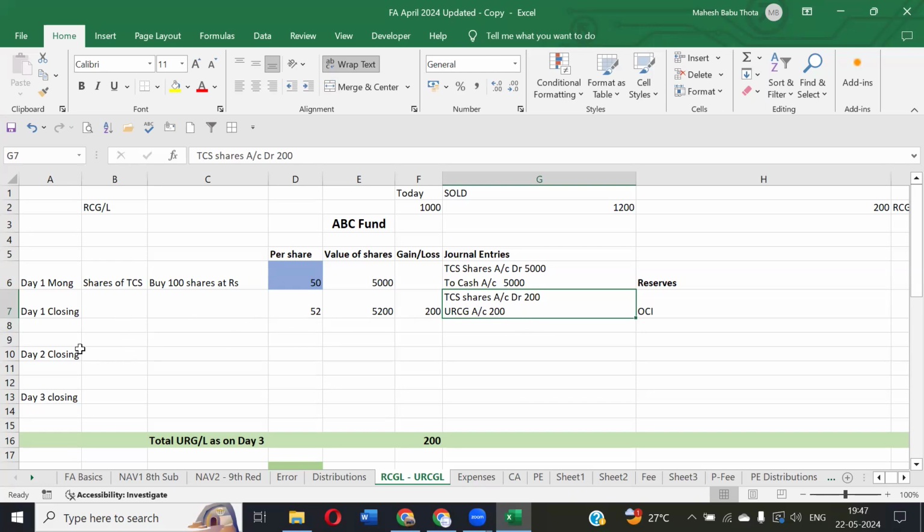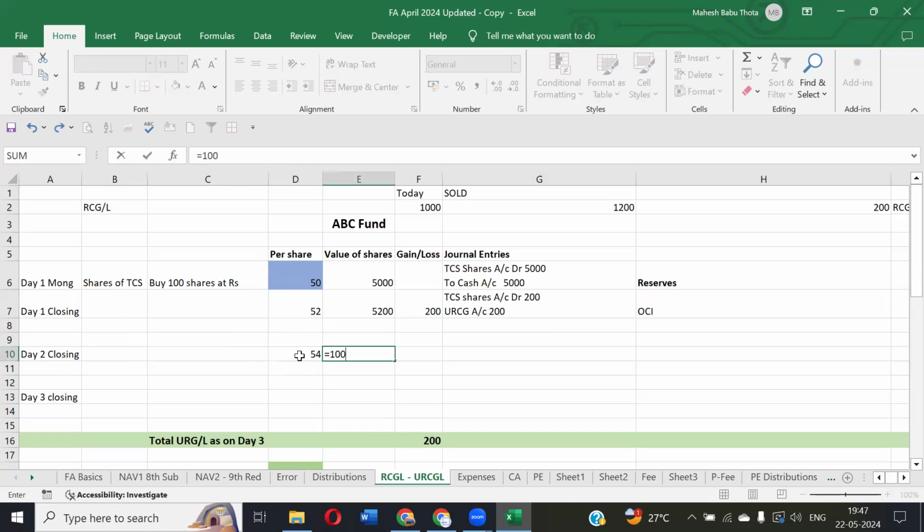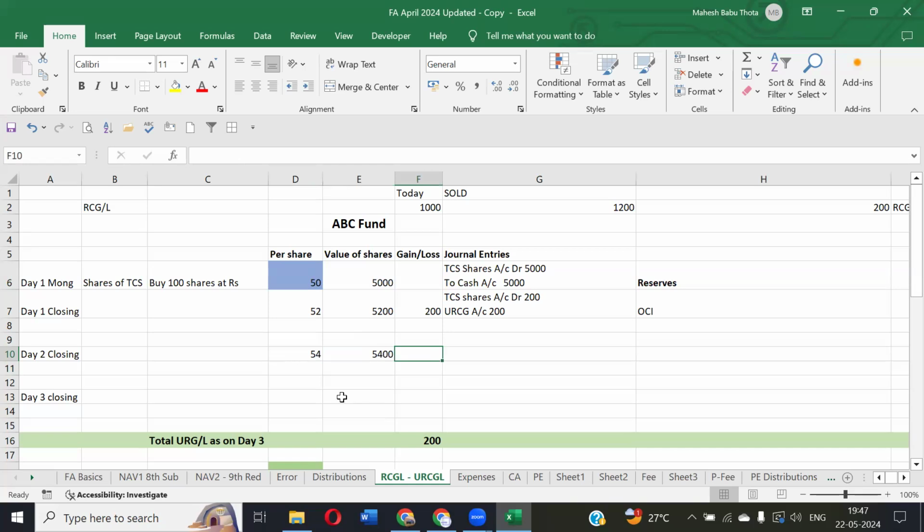Now, let's assume on day 2, share value is increased up to 54 rupees. Now tell me what will be the value? 5,400 rupees, right? So how much gain have we received again? 200 only. Because overall unrealized capital gain is 400 rupees, but already 200 is accounted, right? So the balance 200 only we will be accounting.